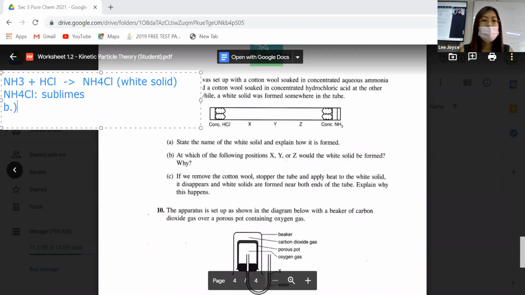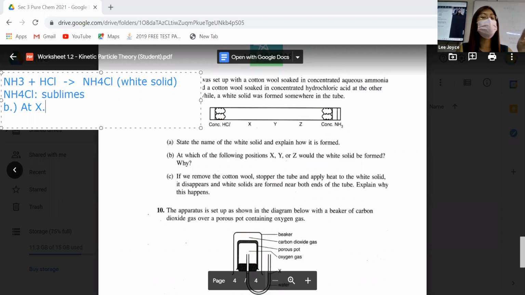right, part B, which position would the solid form be, as in the white solid will be formed? So within that, it should be at, agree? X, Y, or Z? Correct, okay, X. Now, it will be formed at X because hydrogen chloride is heavier than ammonia.